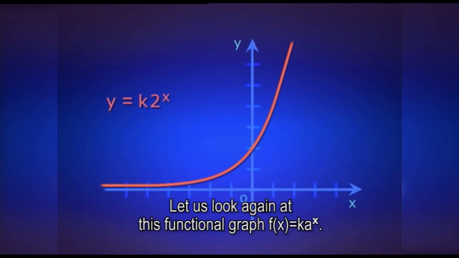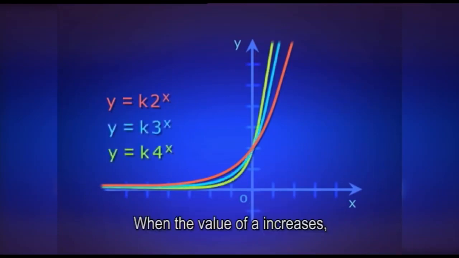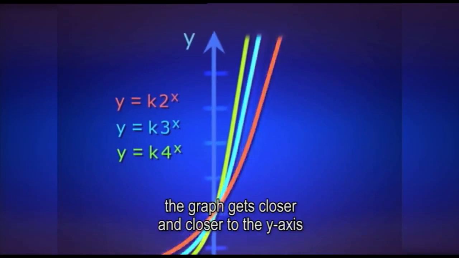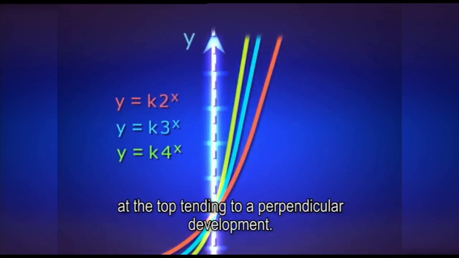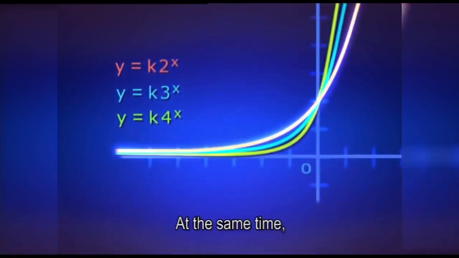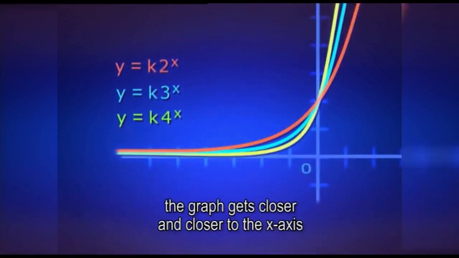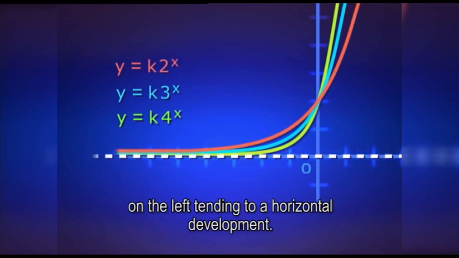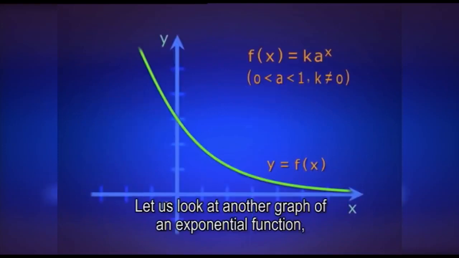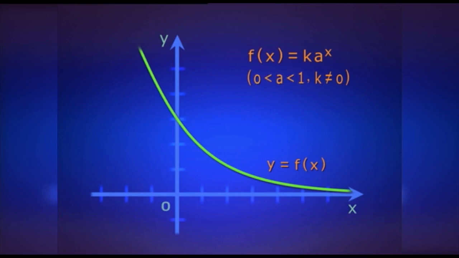Let us look again at this functional graph. f(x) equals k times a to the power x. When the value of a increases, the graphs get closer and closer to the y-axis at the top, tending to a perpendicular development. At the same time, the graphs get closer and closer to the x-axis on the left, tending to a horizontal development.